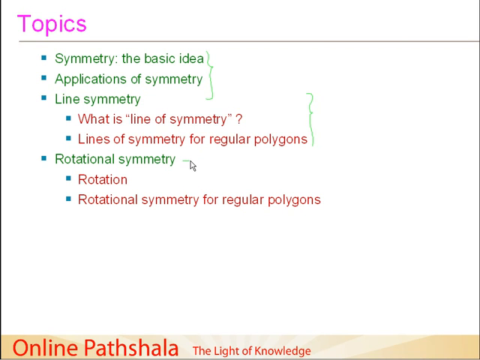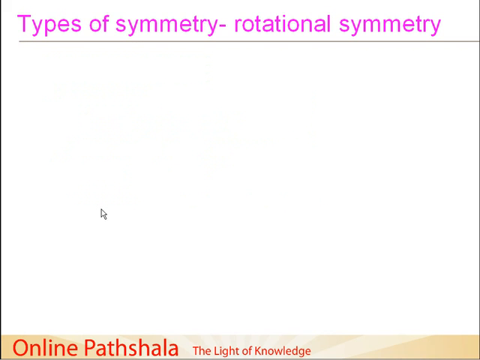We first define what is rotational symmetry. That is what we'll be doing first. Then we discuss in a little more detail what we mean by rotation and how we represent rotation mathematically, and then we go on to find a method to find the rotational symmetry for regular polygons. So let's move on and discuss what we mean by rotational symmetry.